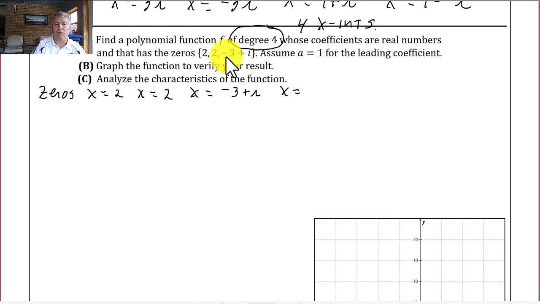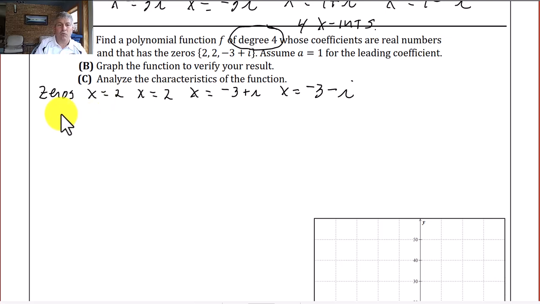Well, for the fourth one, we have zeros at 2, 2, so 2 is a multiplicity of 2. And we have negative 3 plus i, so the one we're missing is negative 3 minus i. So I found the fourth zero. Now it's asking us to find the polynomial function. So these are our zeros.